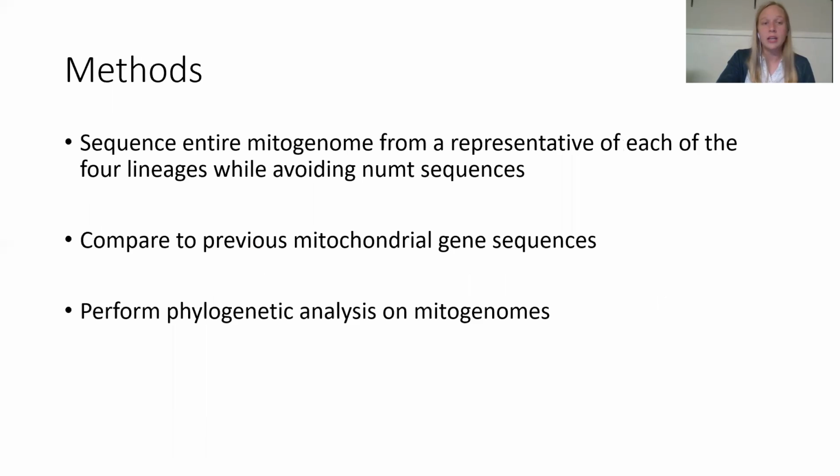And I did that by sequencing entire mitogenomes from a representative of each of those 4 lineages while avoiding Pneumite sequences, using methods that would prevent those Pneumite sequences from being a part of the analysis and a part of the data. Once I had those mitogenomes, I compared them to previous mitochondrial gene sequences, those used to make the tree shown previously, and then performed a new phylogenetic analysis using those mitochondrial genome sequences.